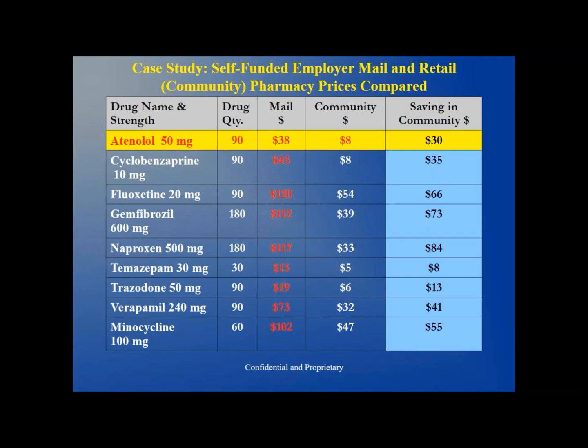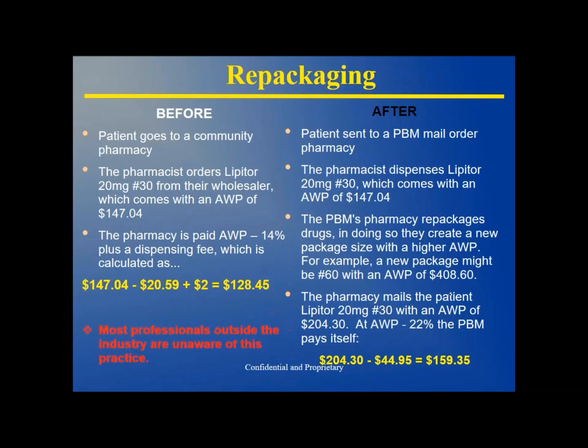Here's a case study. Patient originally has an atenolol 50 milligram, quantity of 90, dispensed from the PBM's mail order pharmacy at a cost of 38 bucks. Had that patient simply walked into Joe's Corner Pharmacy on the same day, not as part of a group, uninsured, and paid out of pocket, that patient would have paid $8 in the community pharmacy, saving $30, and you see more examples of that as we move down the table here.